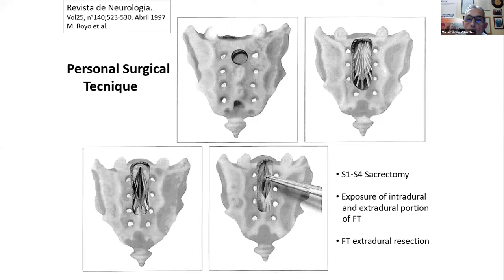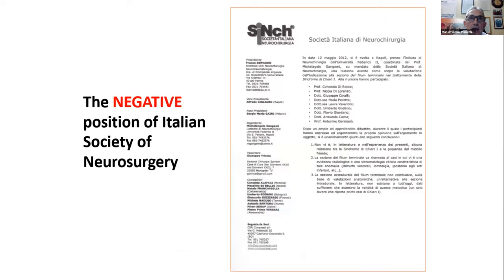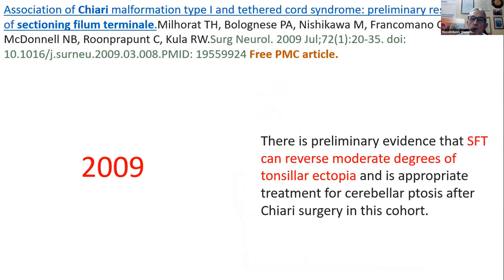But you know that the Italian Society of Neurosurgery many years ago wrote a negative document against the introduction of the tethered cord in absence of neuroradiological signs of tethered cord to cure Chiari malformation. Different way to behave, different way to consider the tethering of the filum terminalis.